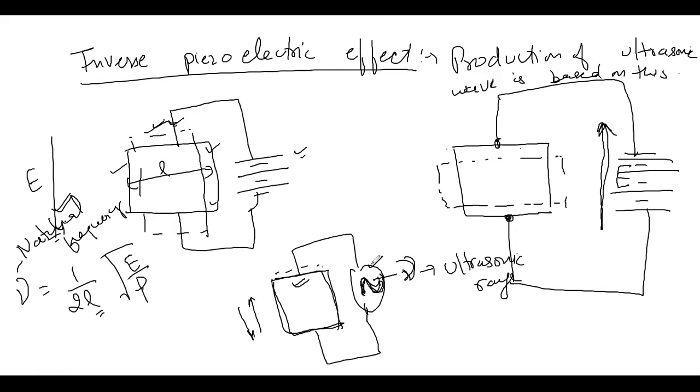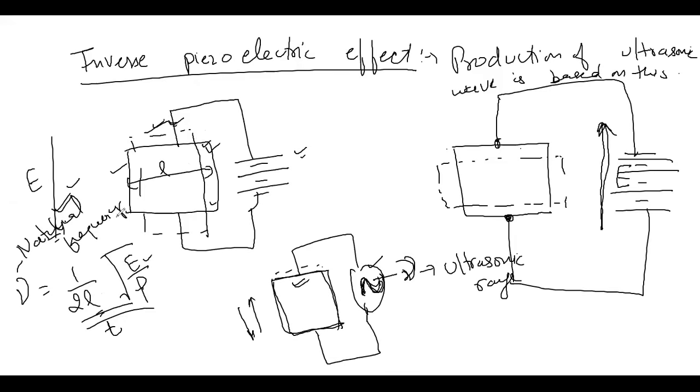Every single object, including us humans, have a natural frequency. For the case of piezoelectric crystals, this natural frequency is given by this expression over here, where usually it's 1/2L or 1/2T. It could be either thickness or the length of the crystal. E is the modulus of the elasticity of crystal. Rho is the density of the crystal.